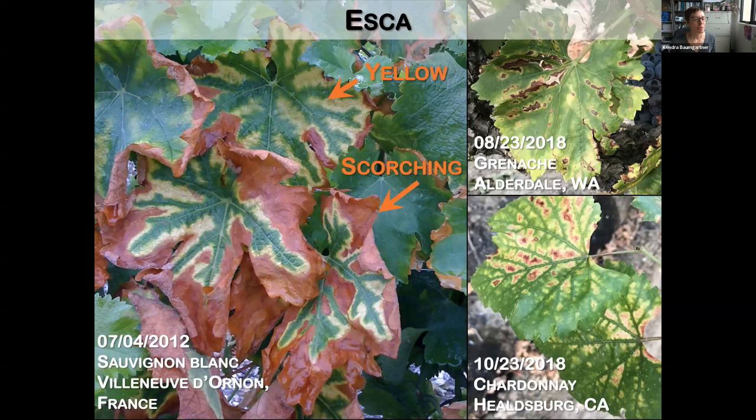Okay, so I'll talk about a grapevine trunk disease called ESCA. It's found in every major grape producing region of the world, not just in California. It's a fungal disease of the wood, but it causes these very striking leaf symptoms, which involve scorching around the edge of the leaf and in between the veins, and also a discoloration, which can be yellow, as shown here for Sauvignon Blanc, sometimes yellow and red, as shown for Chardonnay, sometimes just yellow, as for Grenache. I want to mention quickly that Sauvignon Blanc is one of the most susceptible cultivars to ESCA in the world.